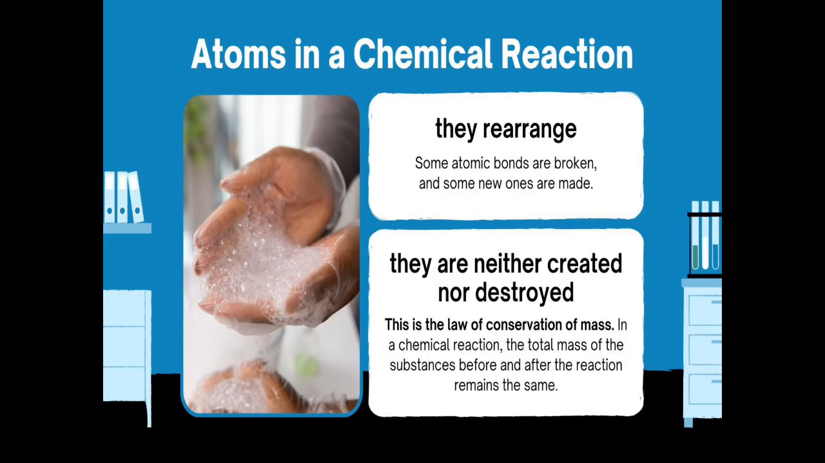Matter can neither be created nor destroyed. Atoms in a chemical reaction are rearranged; some atomic bonds are broken and some new ones are made. They can neither be created nor destroyed. This is the law of conservation of mass. In a chemical reaction, the total mass of the substances before and after the reaction remains the same.